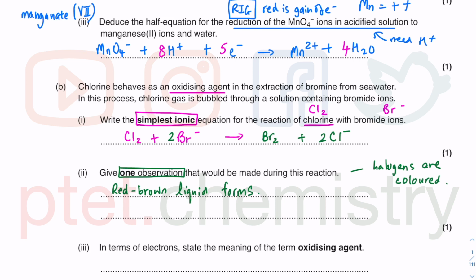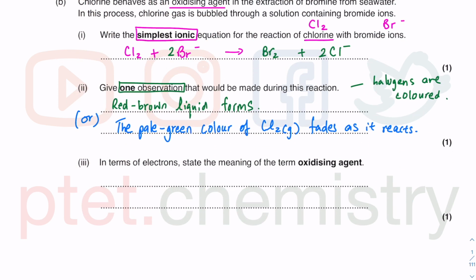We could also see that the pale green color of the chlorine gas, especially if we use the gas itself, the element itself, fades. That means it gets lighter as it reacts. They just need one observation, so really it could be either observation, to be honest, because it's just asking for one. Now, in terms of electrons, state the meaning of the term oxidizing agent.